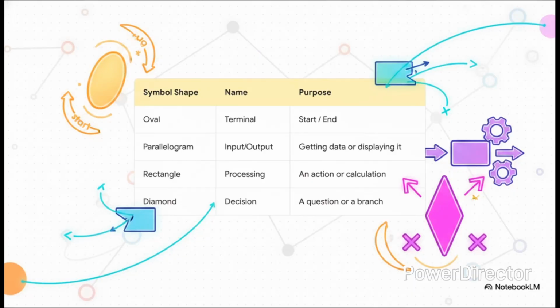So let's do a quick recap of our new alphabet. We've got the oval, that's our terminal for the start and end points. The parallelogram handles all the input and output, getting data in or showing it out. The trusty rectangle is for any kind of processing or action. And of course, the powerful diamond is for making a decision, where the path branches. That's it. With just these four shapes, you're pretty much ready to build anything.